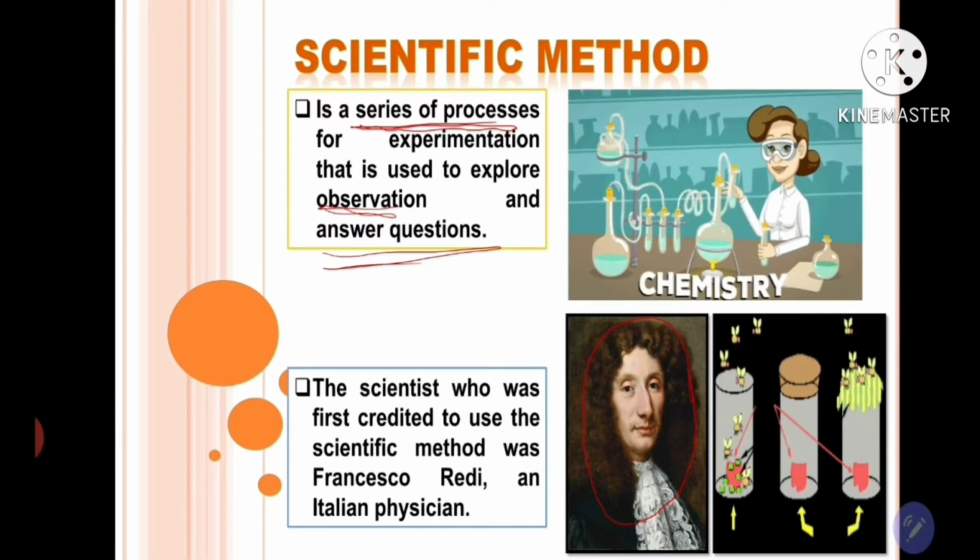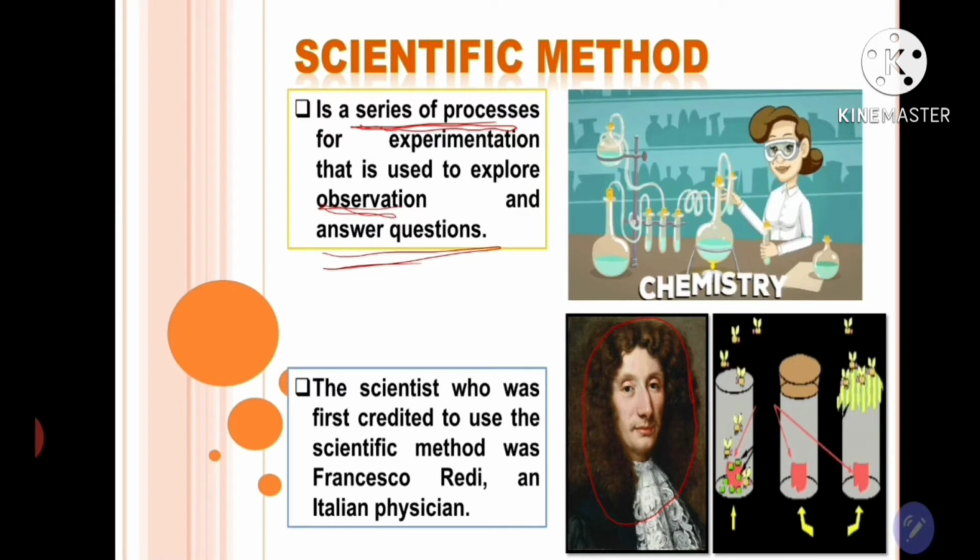Okay? So, he placed fresh meat inside three jars. Do you see the red square here? The red square inside the jar represents the meat. So, he placed the fresh meat inside the three jars. The first jar was left open, with the meat inside. The second jar is tightly sealed, completely closed, and the third jar is covered with cloth.